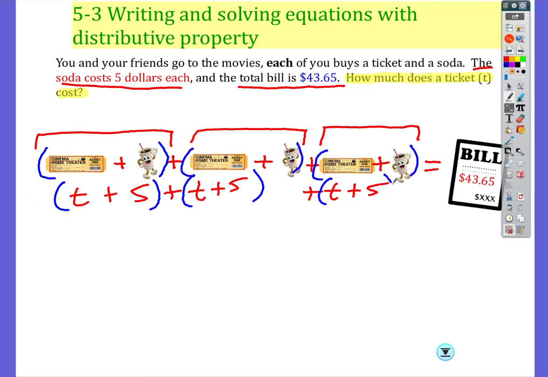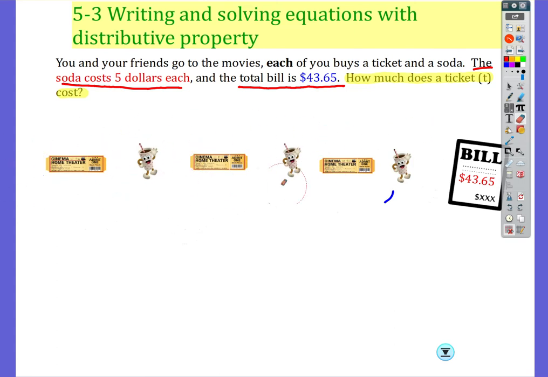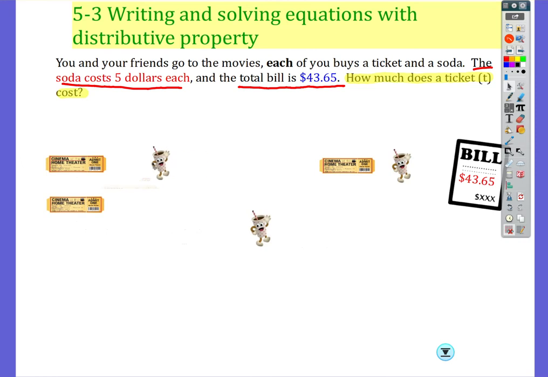plus my $5 soda. But you could see that if I had, let's say this is a problem where you were trying to get 30 people packed into a movie theater, writing out t plus 5 30 times would quickly become exhausting. So we're going to try to figure out an easier way to do this. So what if I said instead, let's group this a different way. I'm going to instead look at this where I've essentially got 3 sets of the exact same thing.